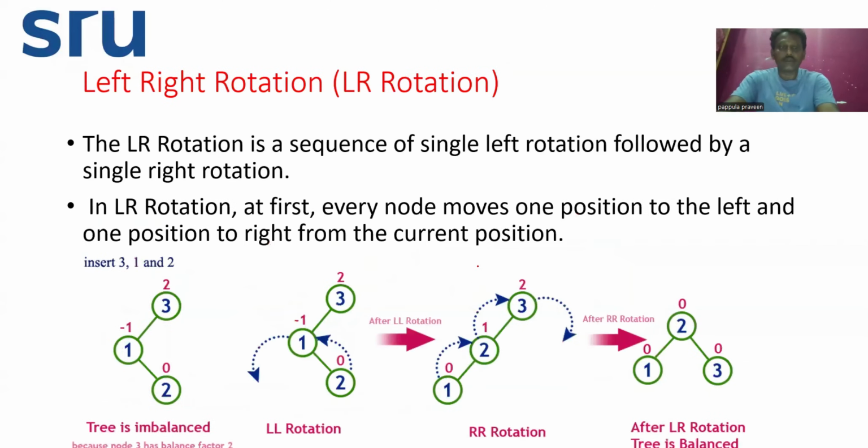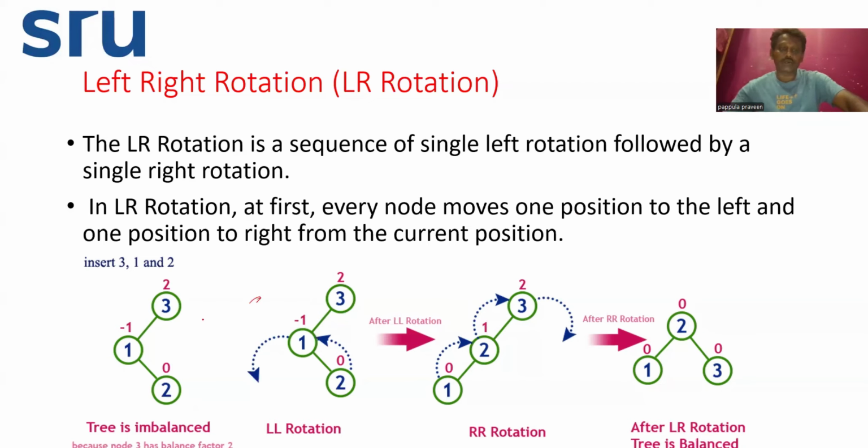Next one is the double rotation. In double rotation, we again have two rotations: the left-right rotation and the right-left rotation. The left-right rotation is a sequence of a single left rotation followed by a single right rotation. In left-right rotation, at first every node moves one position to the left and then one position to the right from the current position. So now you observe here the elements 3, 1, 2.